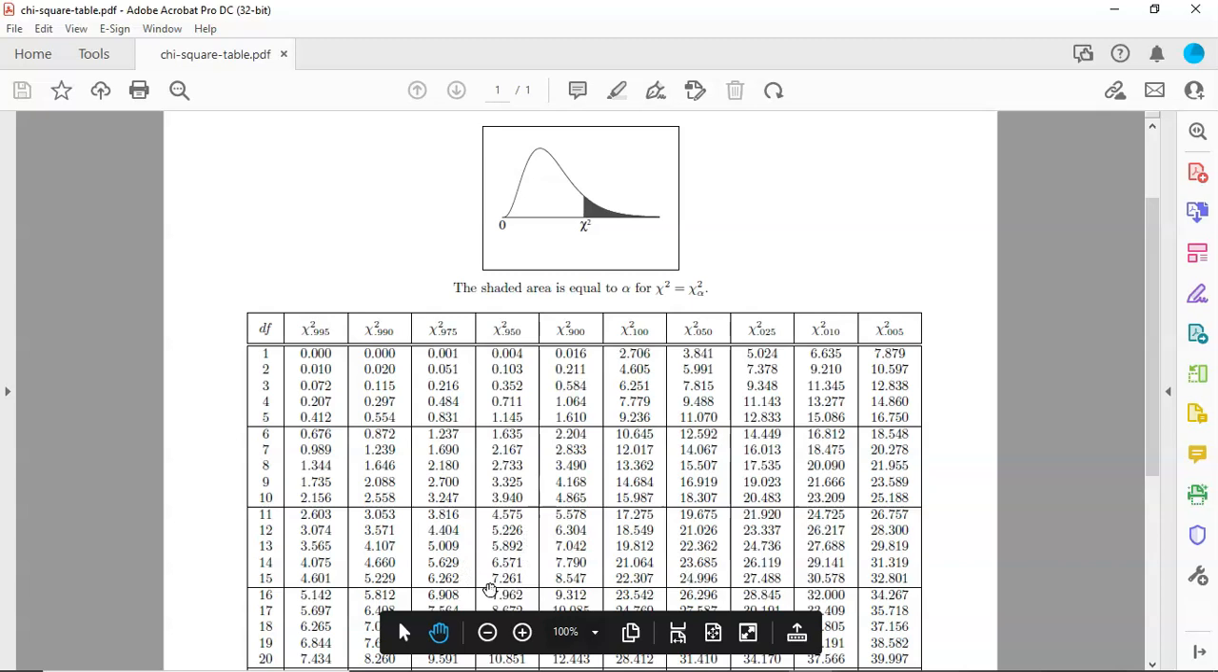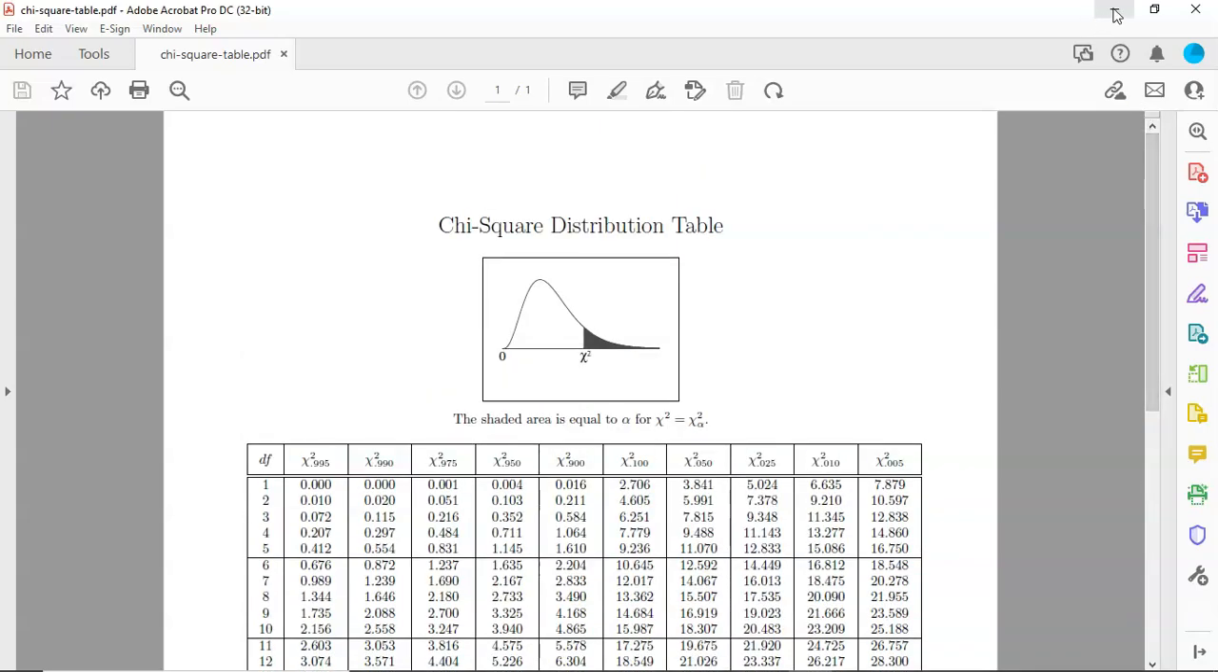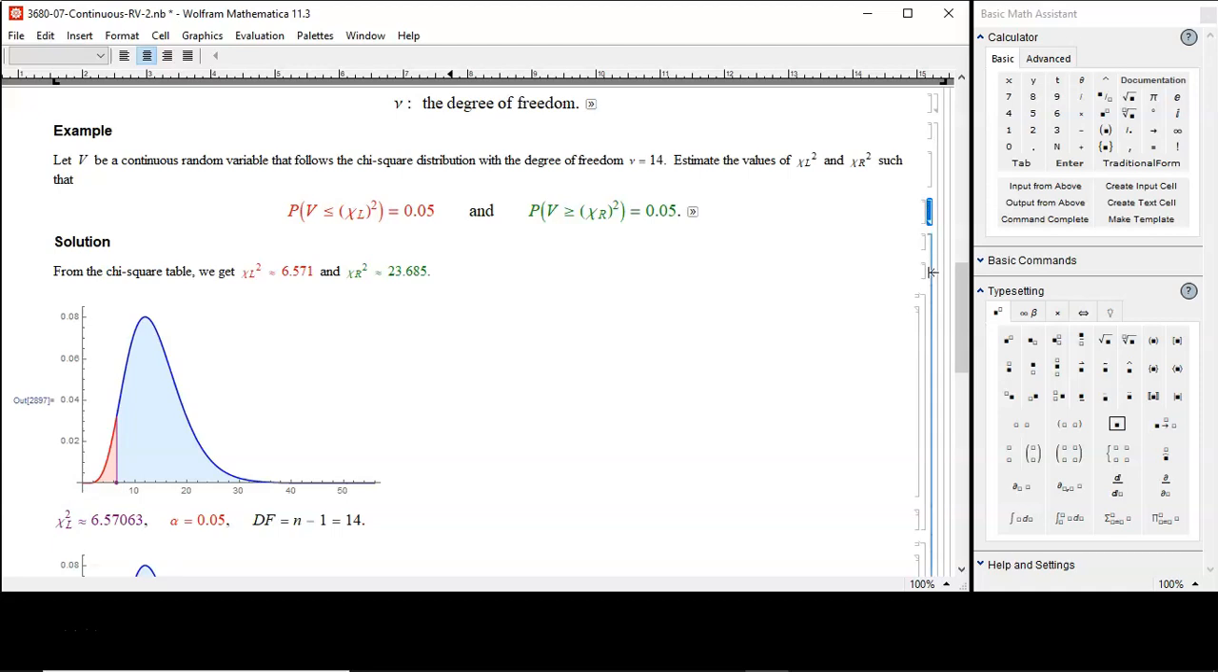If you choose different degrees of freedom, then you can choose a different row. If you use different percentages, then you can use different columns. That's how the chi-square distribution table works. That was easy, wasn't it?